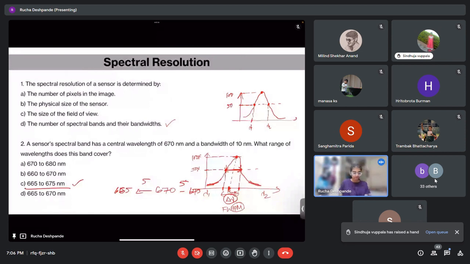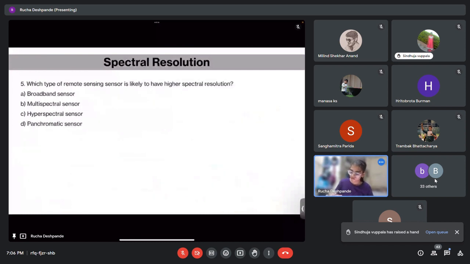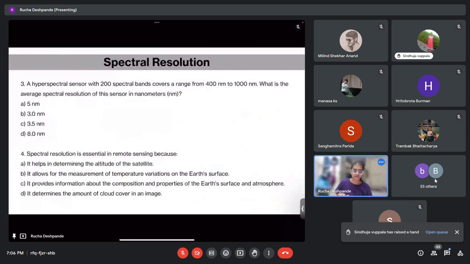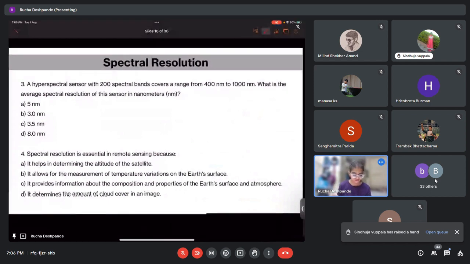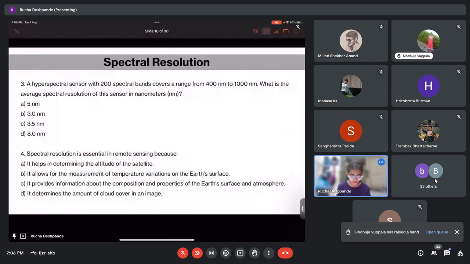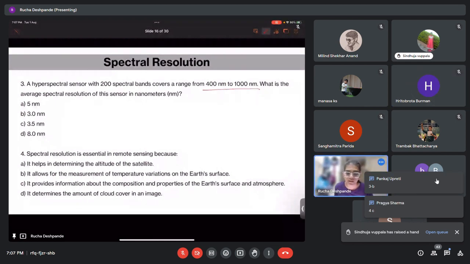All right, so this is the next question. Okay, the slide has not changed. A hyperspectral sensor with 200 spectral bands covers a range from 400 to 1000 nanometers. So what is the average spectral resolution of this sensor in nanometers? Does anyone want to try? Is it 8? Someone says 3.